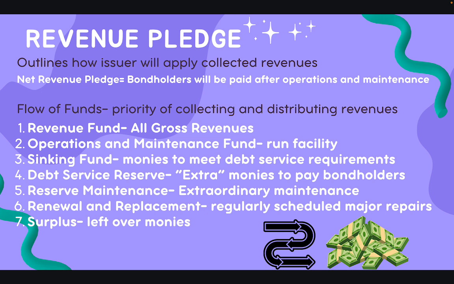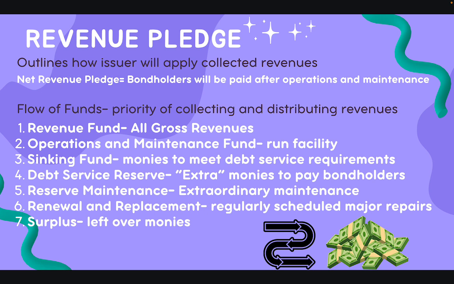And there's a net revenue pledge. Basically, the bondholders are going to be paid after only one thing is taken care of, and that's operations and maintenance. Operations and maintenance have to come first. As soon as those are taken care of, the bondholders are going to be paid. That's the net revenue pledge.